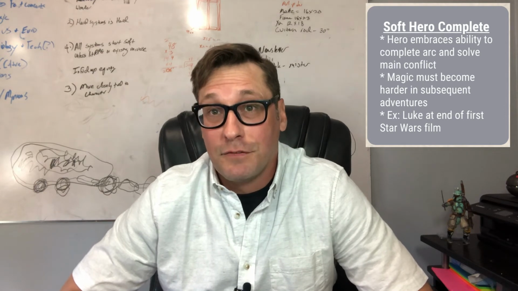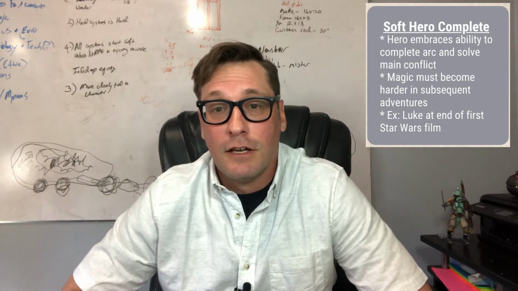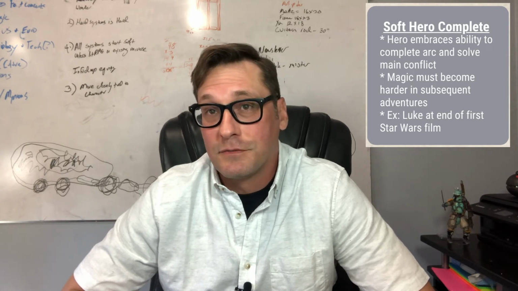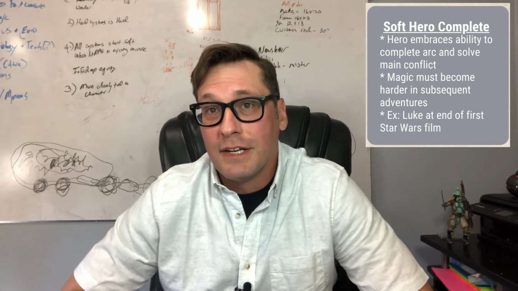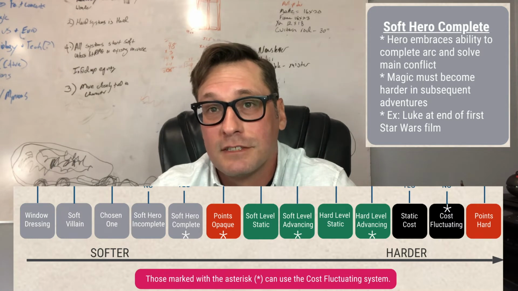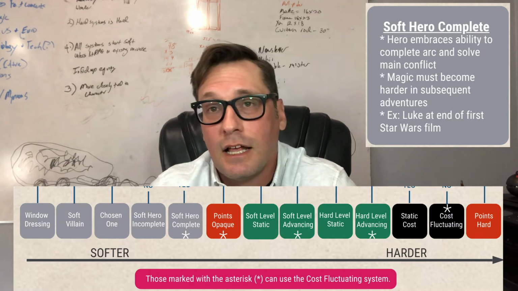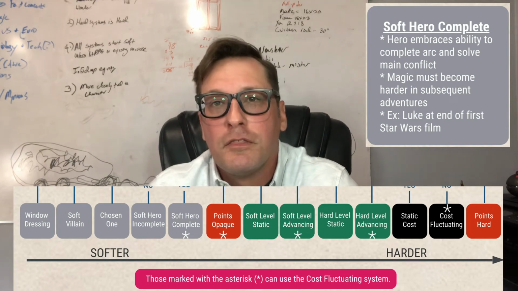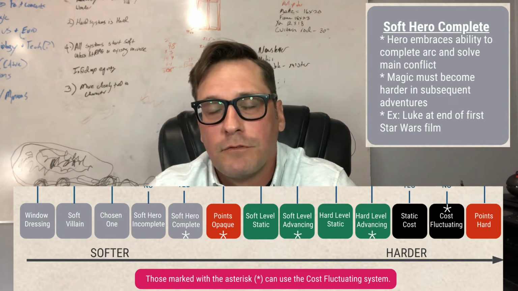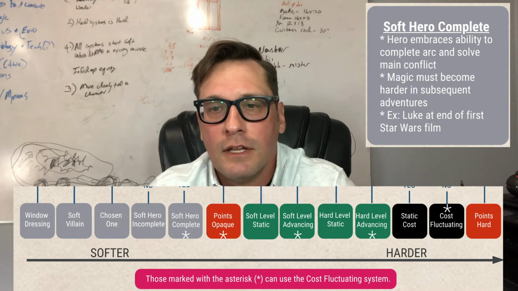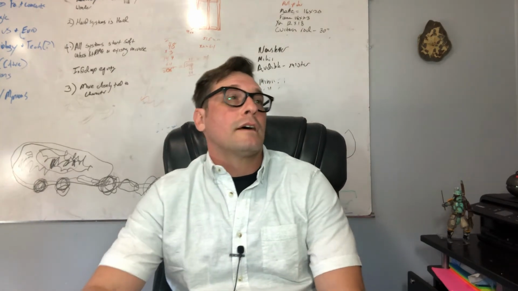Now, there's the fun part. If the soft hero complete is filled out and finishes his arc, which is finished in the first Star Wars movie, then it has to be explored further. The magic system itself has to harden to a points or limit system, even a cost, as the story progresses. The magic will have to harden and be explored further later in the series, but that's something we'll look at in another video.